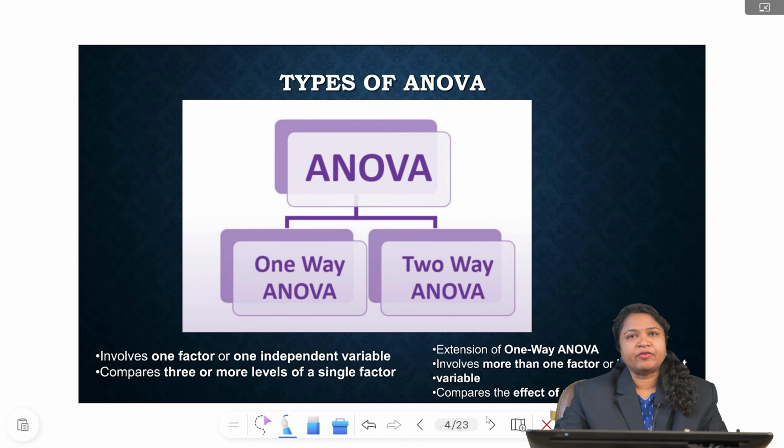Coming to the types of ANOVA, we have 2 types: one-way ANOVA and two-way ANOVA. One-way ANOVA involves only one independent variable and it can compare 3 or more levels of a single factor. In two-way ANOVA, more than one independent factor is allowed and it can compare the effect of multiple levels of two factors.